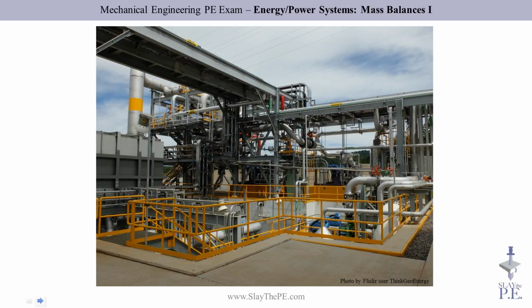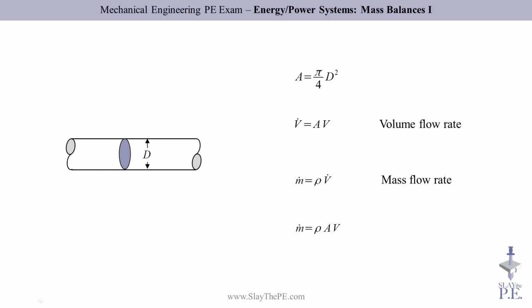Okay, let's get started with mass balances. But before we even talk about mass balances, we have to define some fundamental quantities. What we see here is an illustration of a pipe with a diameter d and a circular cross-section. So the quantities that we need to define or discuss are the volume flow rate, which we denote with V dot, and the mass flow rate, which we denote with m dot.